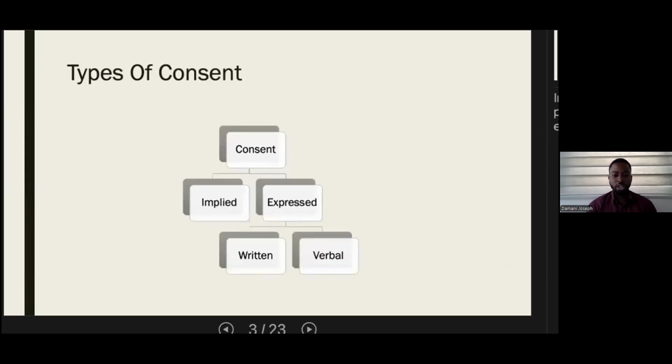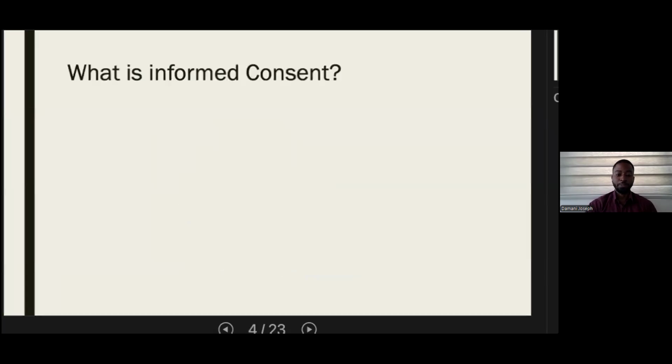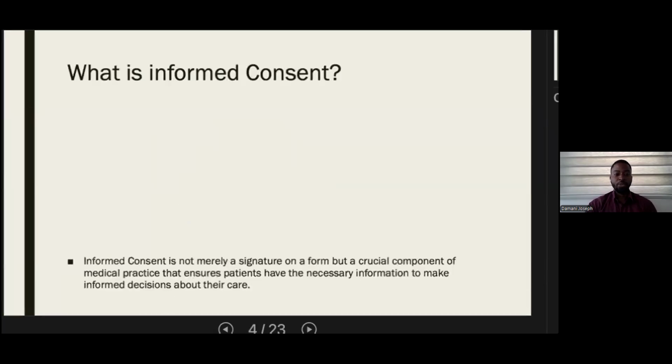So just in general, consent can be broken up into two forms. It could be either implied or expressed. Implied consent is consent that is demonstrated by the acts of the patient. For example, if a patient presents themselves to an examination room on their own free will, this is implying that they are giving consent to be examined and discussed with. Express consent can either be written or verbal, and informed consent can be described as a combination of these two things.